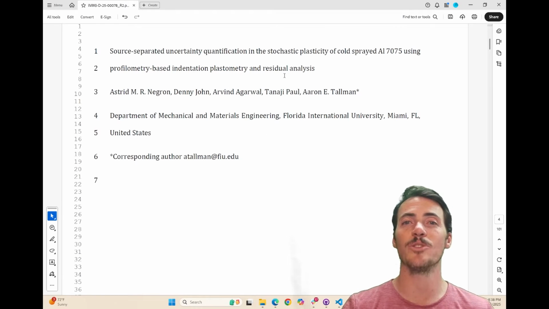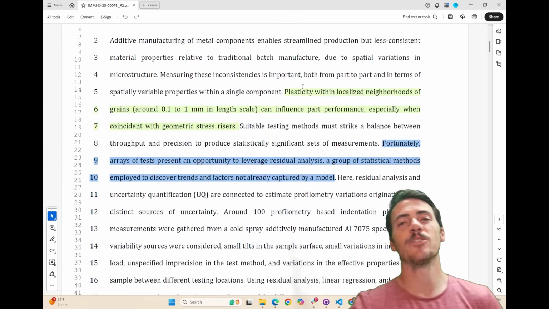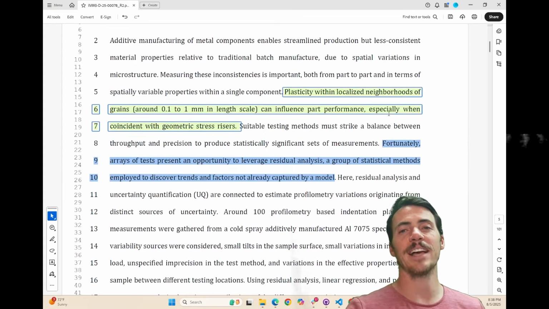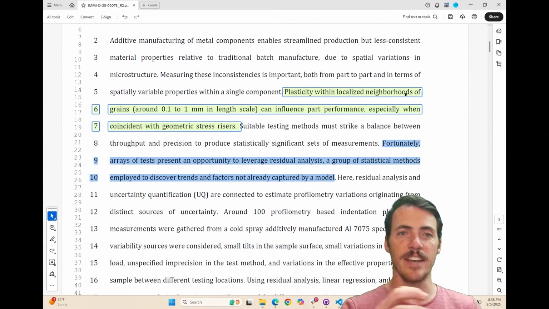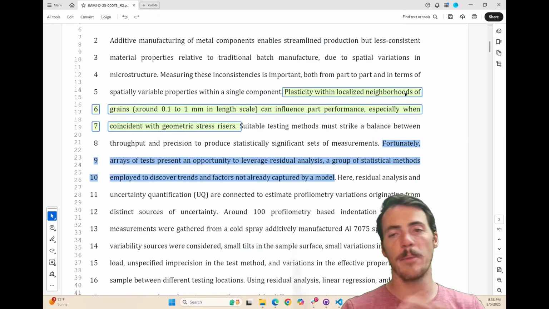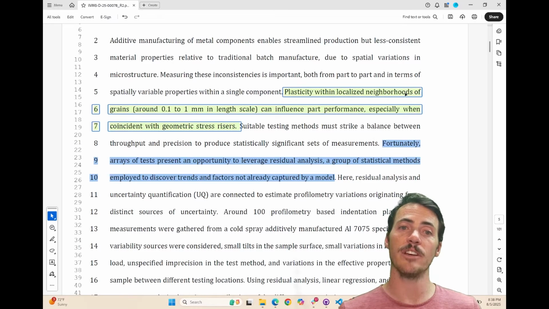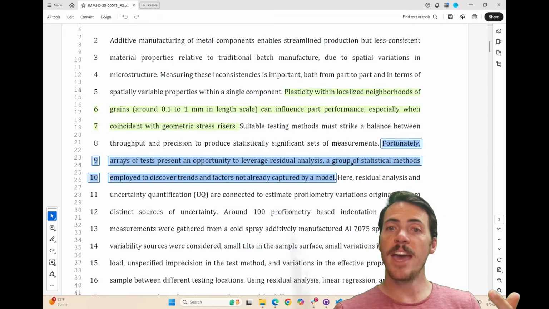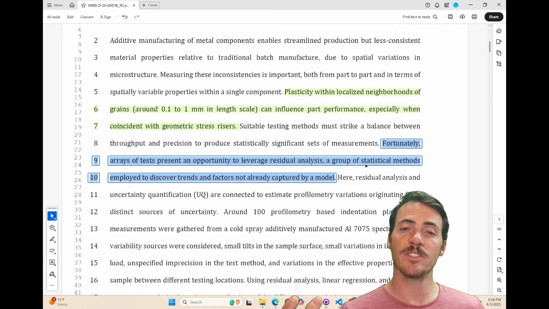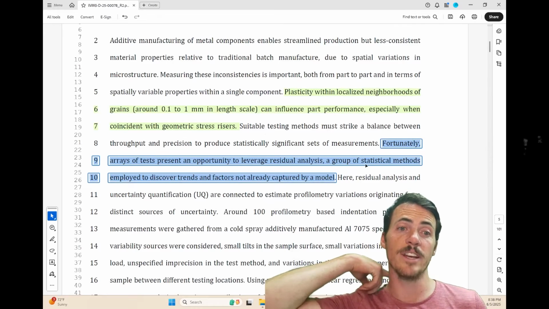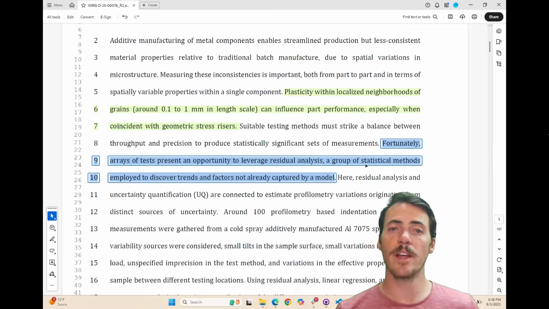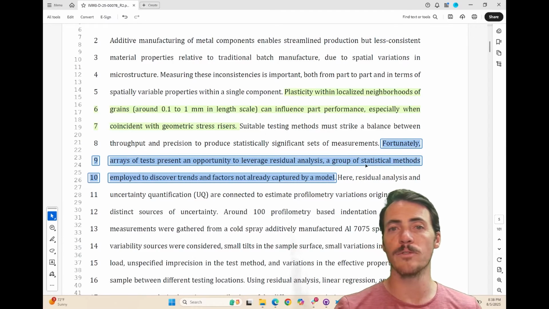It's called residual analysis. So he begins the paper by pointing out that plasticity in these localized neighborhoods of grains can dramatically impact part performance, especially if it happens to be in a spot where there's a geometric stress riser. And he points out that there exists a family of statistical methods known as residual analysis that can discover trends and factors that might not be observed otherwise.